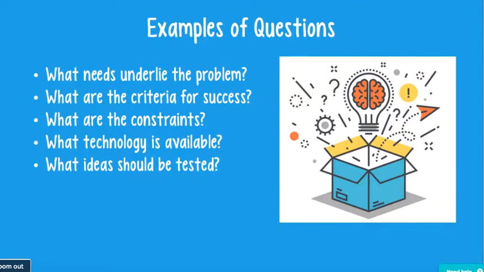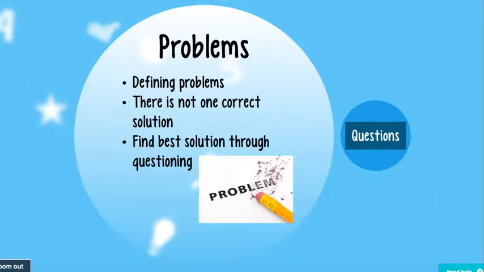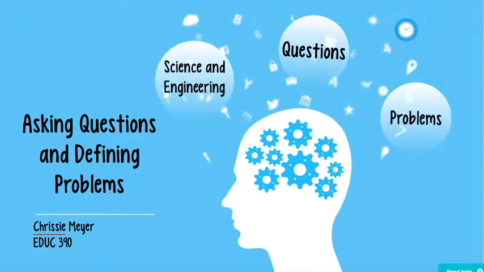The video talks about different types of questioning when thinking about planning or designing something in engineering. Some of those questions are, what needs underlie the problem? What are the criteria for success? What are the constraints, which means what can we possibly do and what is impossible? What technology is available? And what ideas should be tested? Those are different questions that can help stem designing some type of invention or some type of idea. So that was everything that the video talked about.